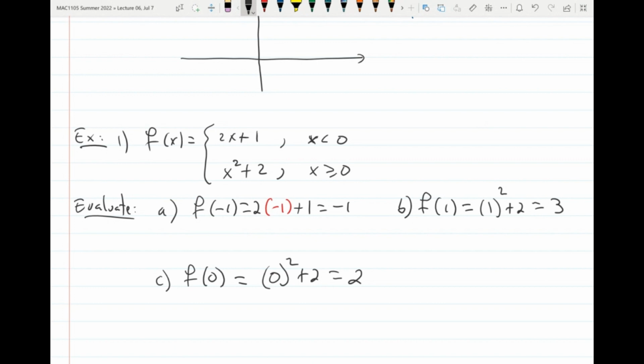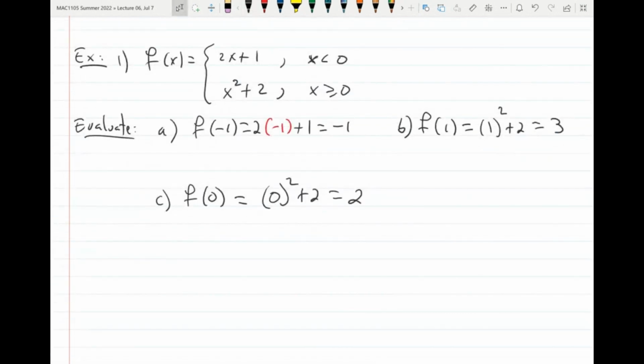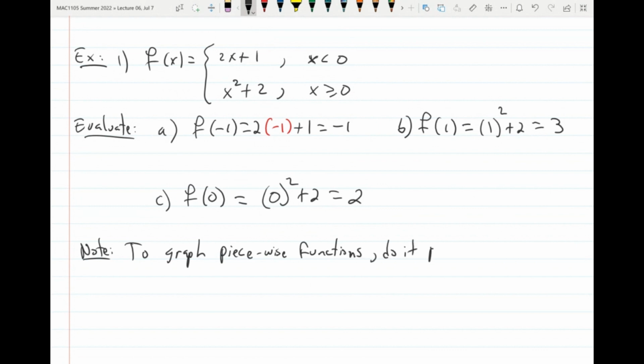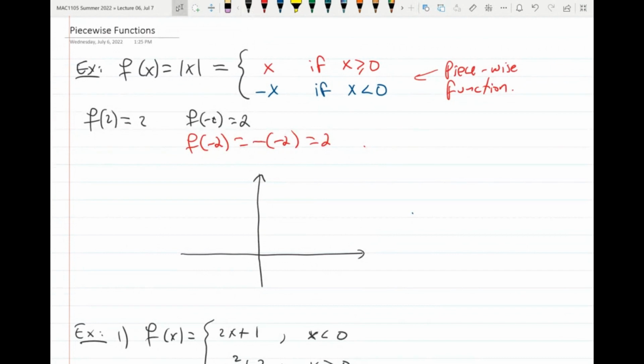So let's graph this example. So note, to graph piecewise functions, just do it piece by piece. That's it. For example, for the absolute value, we don't really need to memorize the absolute value graph if we understand the graph of these 2 little lines. Okay? If you want to graph the absolute value, you say, okay, my first piece is the function y equals x. So you draw that one.